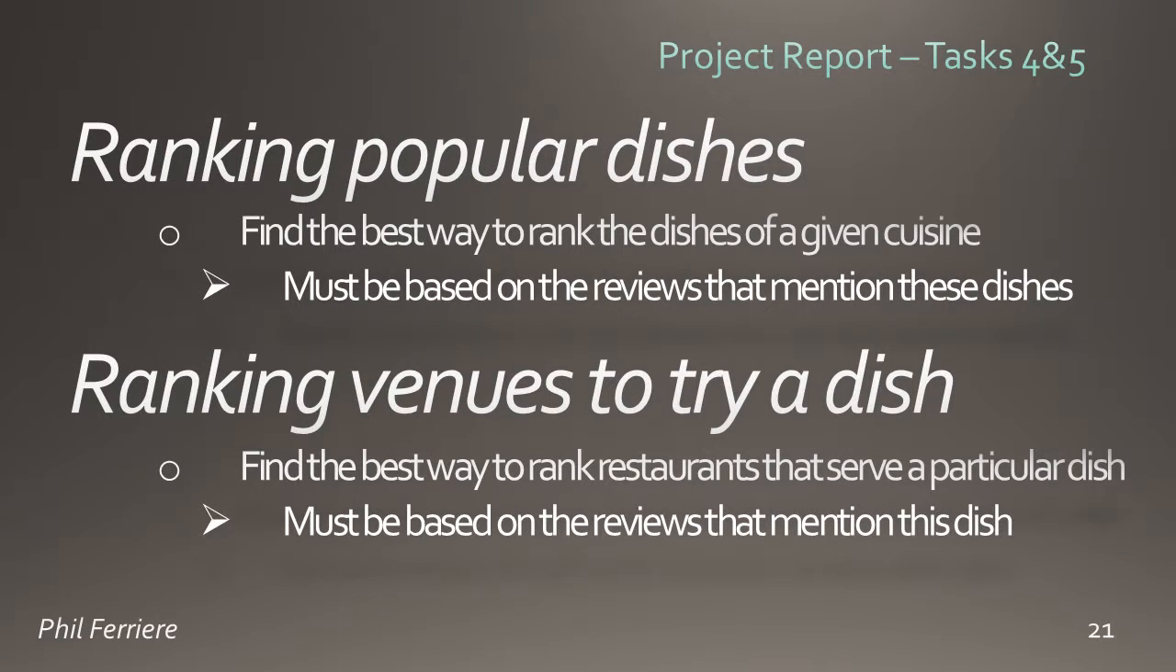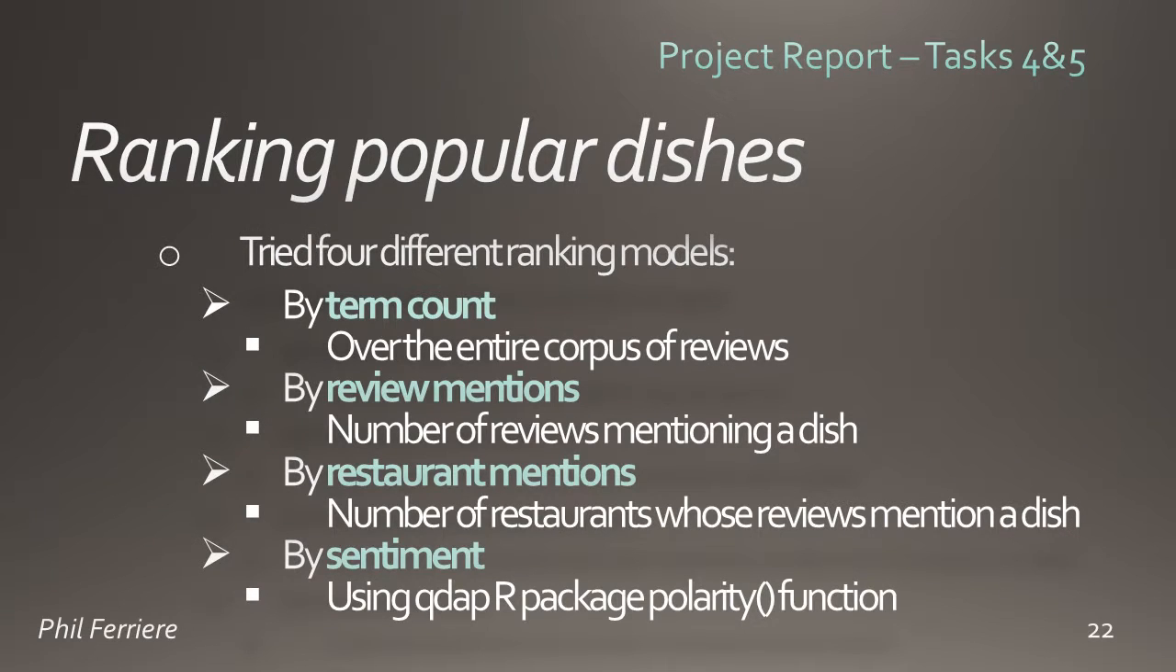Tasks 4 and 5 were tackled together. Task 4 was about finding the best way to rank the dishes of a particular cuisine based on the reviews that mention those dishes. Task 5 was about ranking the restaurants that serve a specific dish based on the reviews that mention that dish. To rank popular dishes, I tried 4 different approaches.